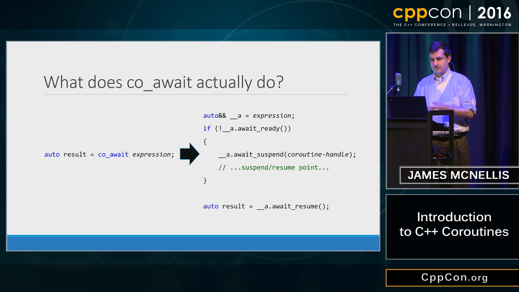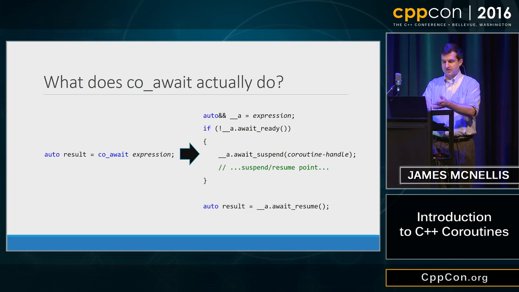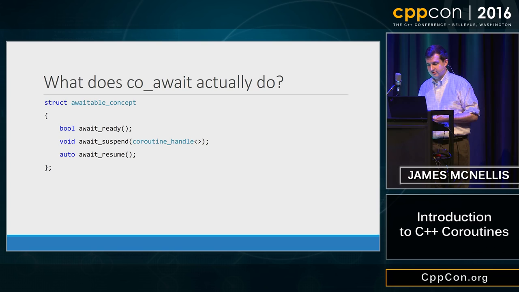It's going to call then this await_resume function, which allows you to do two things. First, it allows you to run some custom action when you've resumed. And second, it actually returns the value that is the result of that expression. So the result here is going to be the result of that call to await_resume. So from this, we can see that in order to await on something, it has to provide three different functions, basically. It has to provide await_ready, await_suspend, and await_resume.